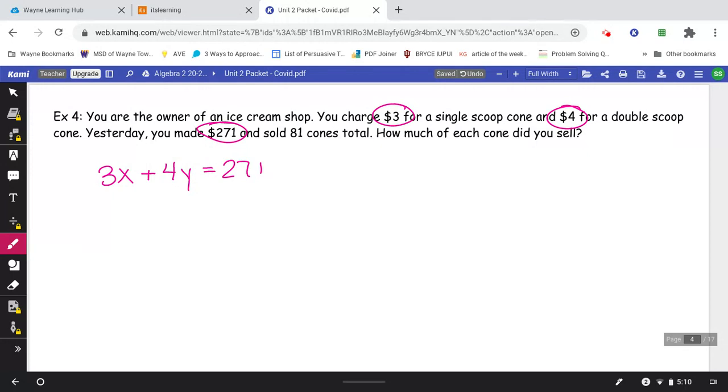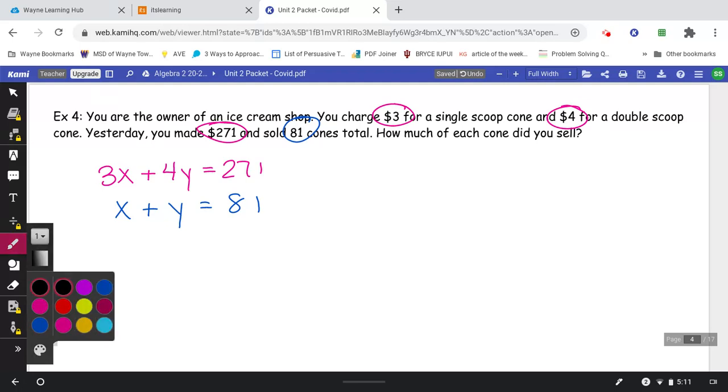Now, when I go to write my second equation, I notice that there's only one number left here. So what that means is I'm just going to write x plus y, no numbers in front of it, equals 81. That's my system of equations.